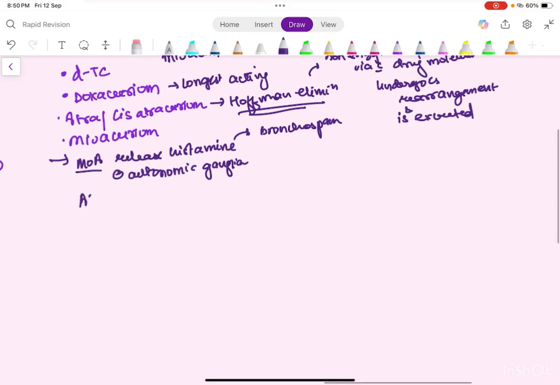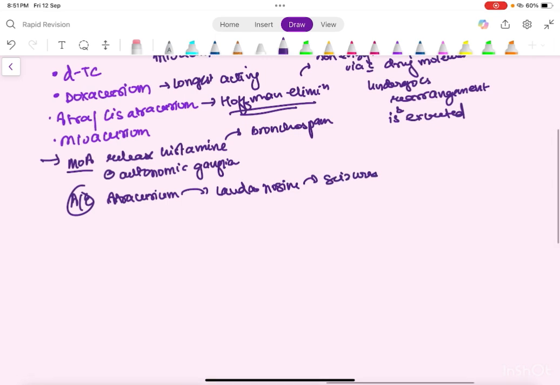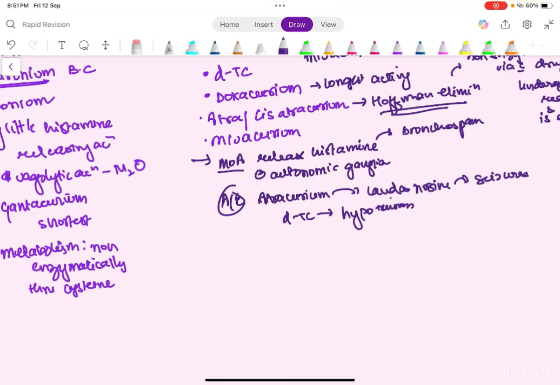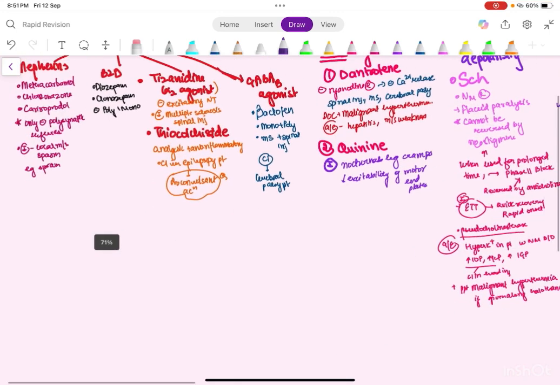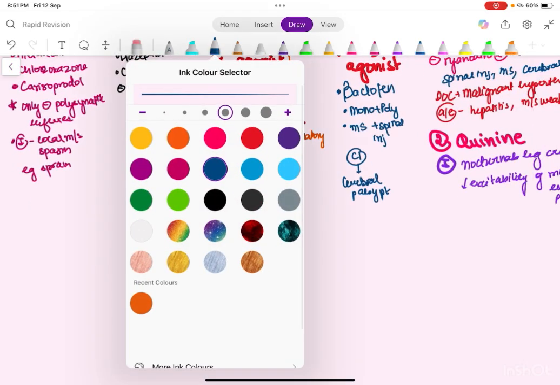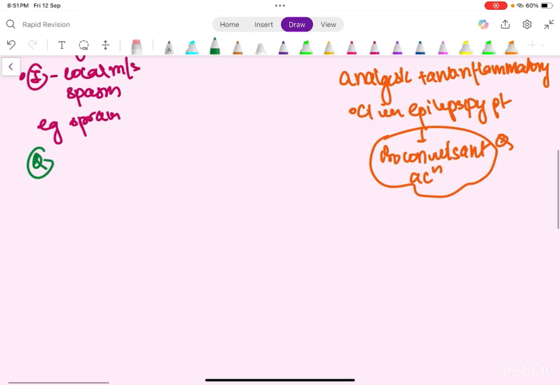Now this has certain adverse effects also. So in this you have atracurium, which turns into laudanosine, and this causes seizures. Okay, then D-tubocurarine basically causes hypotension. Okay, then after this, I'll just tell you some one-liners for some of them. So sometimes they just ask some one-liners. Like suppose I'm asking the muscle relaxant which you can use in asthma, so that is vecuronium.